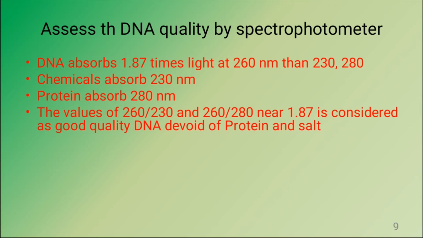Hence, if we get the absorbance values at 260, 230 and 280, we can identify the purity of our purified DNA sample. If the 260 by 280 absorbance ratio is nearly 1.87, it means it is free from chemicals and the DNA is pure. Similarly, a 260 by 280 ratio of nearly 1.87 means it is free of proteins.